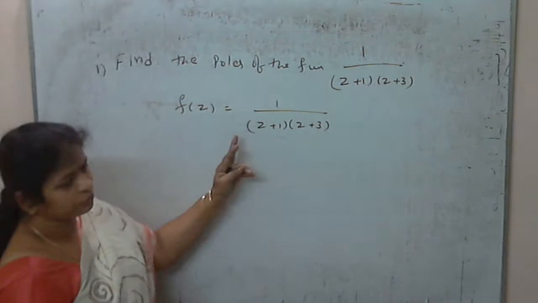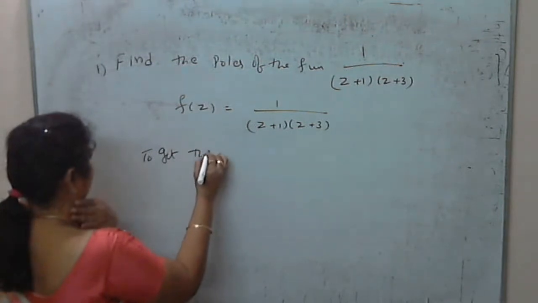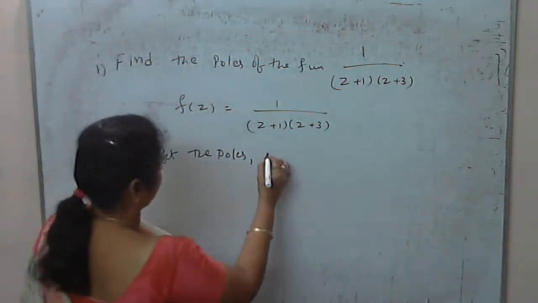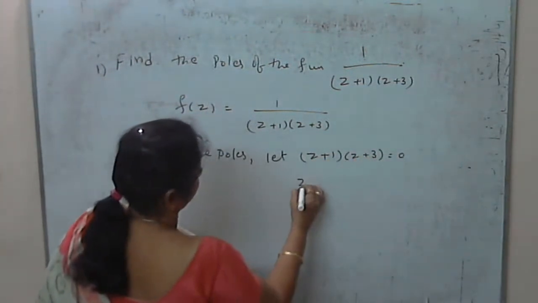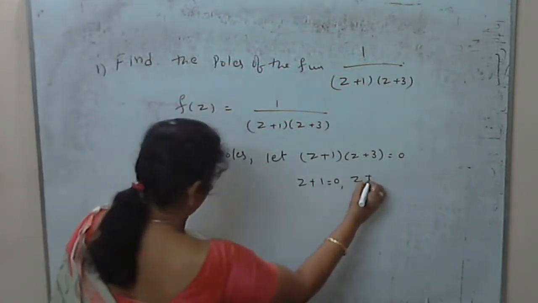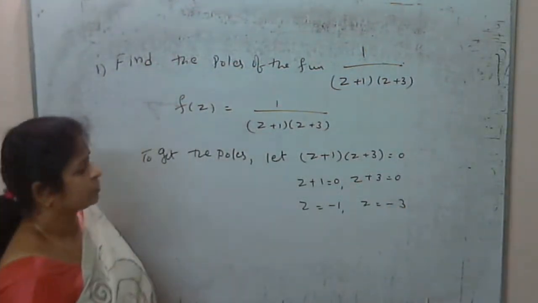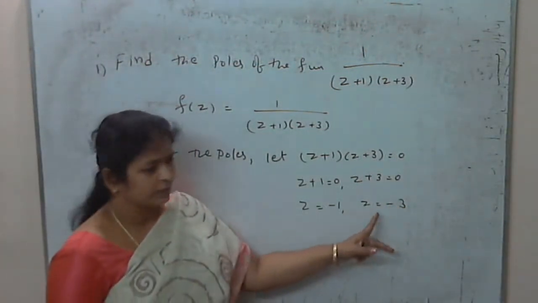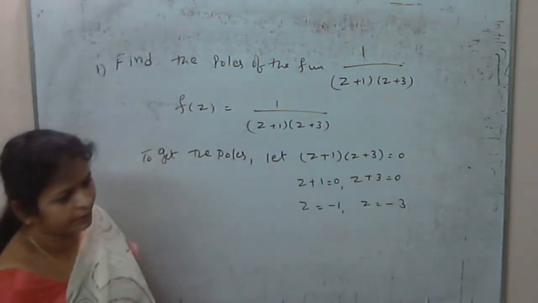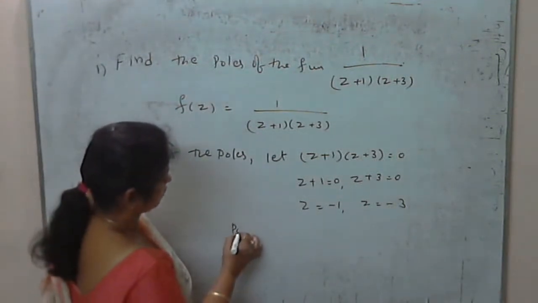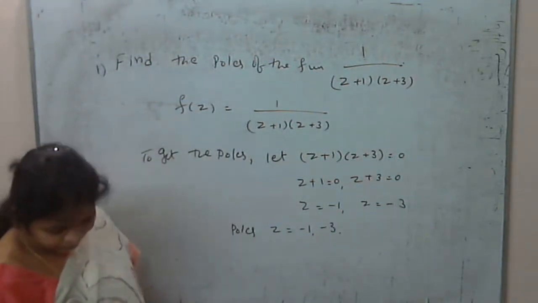To get the poles, we have to equate the denominator to 0. So, z plus 1 into z plus 3 equal to 0. Therefore, z plus 1 equal to 0, z plus 3 equal to 0. That is z equal to minus 1, z equal to minus 3. So now the poles are z equal to minus 1 and z equal to minus 3. At these points, at minus 1 and minus 3, the function is not analytic, so they are called poles. So the poles of the given function are z equal to minus 1, minus 3.